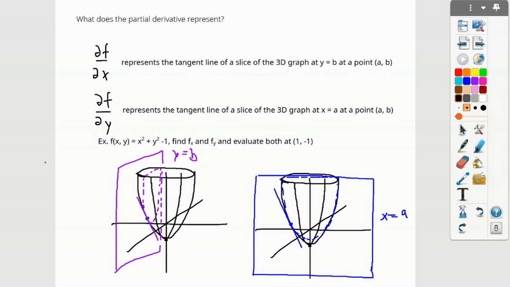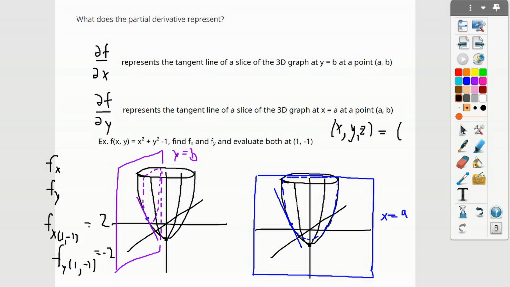So what is f sub x and f sub y? You should do it by yourself. And if you get it right, if you evaluate it at 1, negative 1, you should get f sub x at 1, negative 1 is equal to 2, and f sub y at 1, negative 1 is equal to negative 2, right? And what is z? x, y, z at 1, negative 1. So we got our x and our y, so we can find f of 1, negative 1, which is 1. Right, so that represents the point right here.